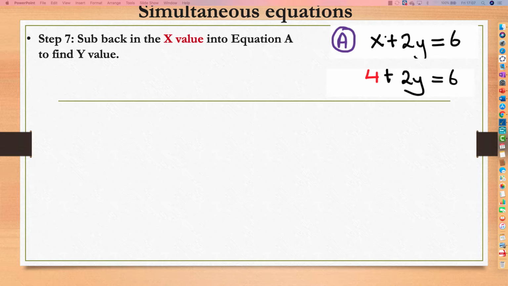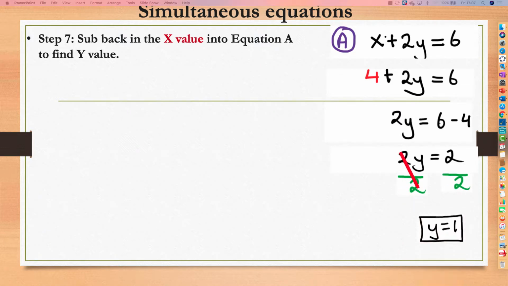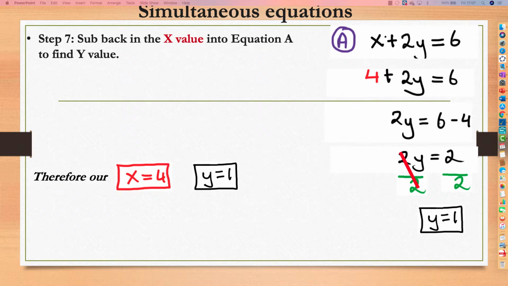Y is on one side, numbers on the other. So I bring the 4 over and it becomes 2y equals 6 minus 4. 4 comes over and the sign changes. 2y is going to be equal to 2. Y is going to be equal to 1. And there's my answer. X is 4 and y is 1. That's what you figure out.